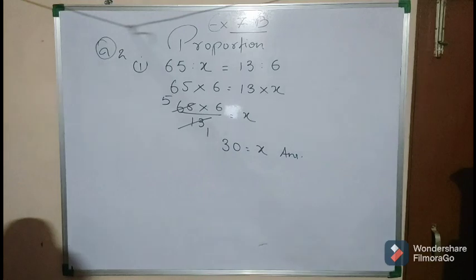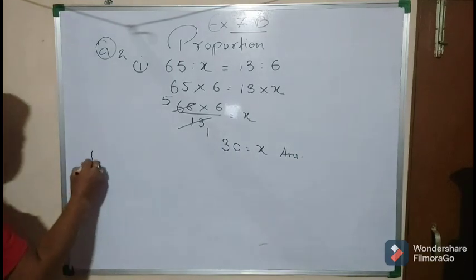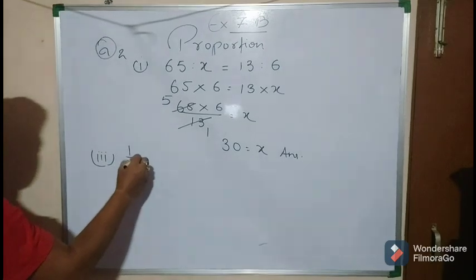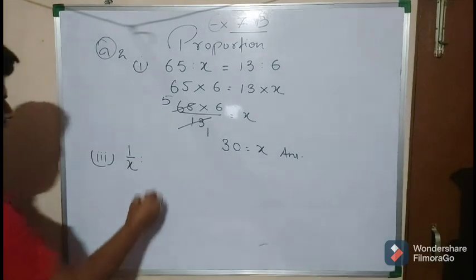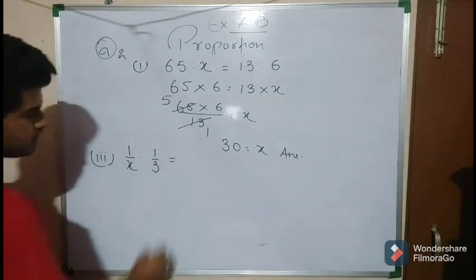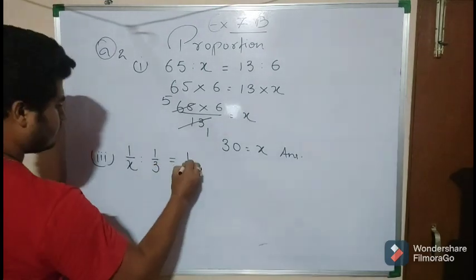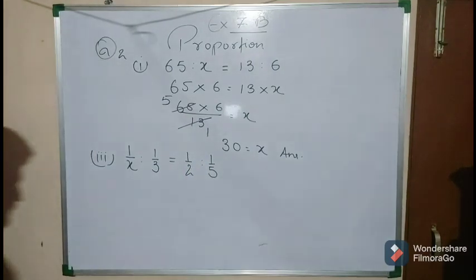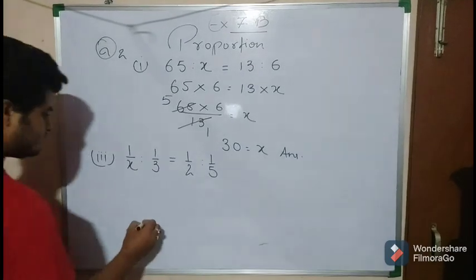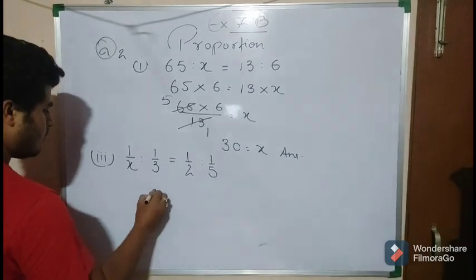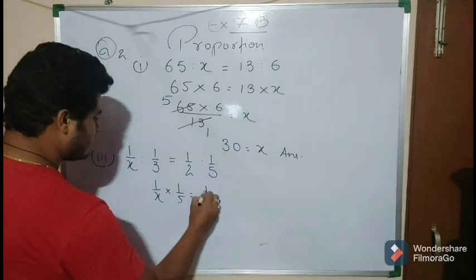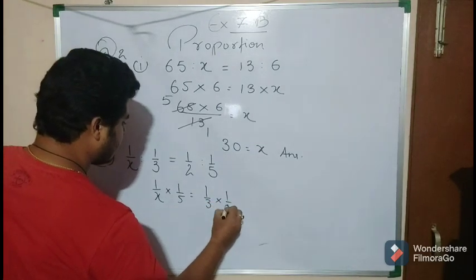Let us see another part. Let us take the third part. In the third part it is saying 1 by x ratio 1 by 3 equals 1 by 2 ratio 1 by 5. Again taking product of means and extremes, we can say 1 by x into 1 by 5 equals 1 by 3 into 1 by 2.